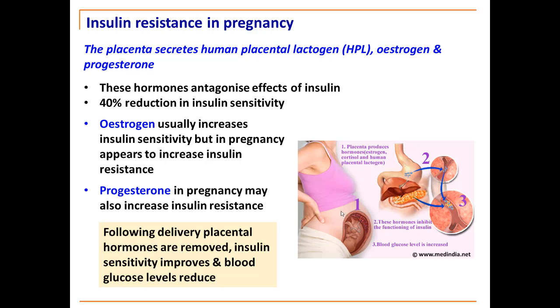Remember, of course, that estrogen increases insulin sensitivity, but pregnancy increases resistance, and progesterone increases that resistance. But following delivery, those placental hormones, that's your estrogen and your progesterone, are removed, and insulin sensitivity improves, blood glucose levels reduce back to normal, and the diabetes has disappeared. Hence why a cure, in inverted commas, for gestational diabetes is delivery.